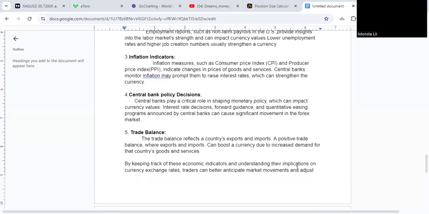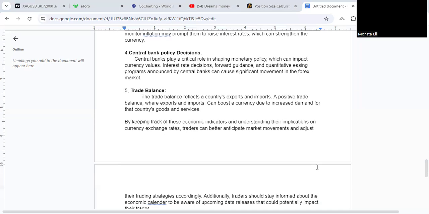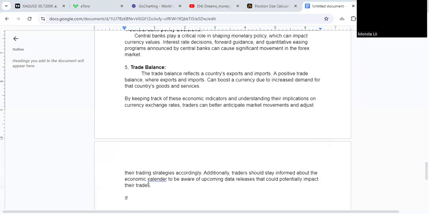Number five, we have trade balance. Trade balance reflects a country's exports and imports. A positive trade balance, where exports exceed imports, can boost a currency due to increased demand for that country's goods and services. By keeping track of these economic indicators and understanding their implications on currency exchange rates, traders can better anticipate market movements and adjust their trading strategies accordingly.